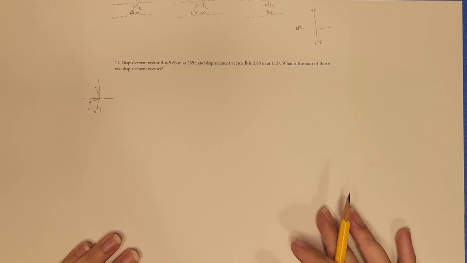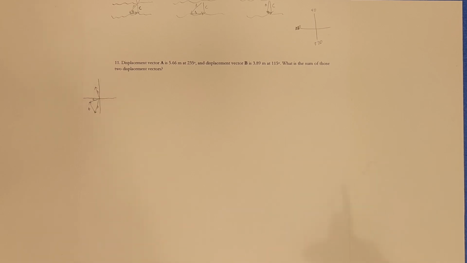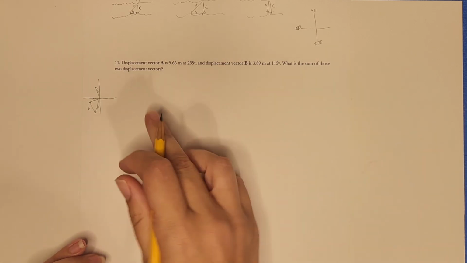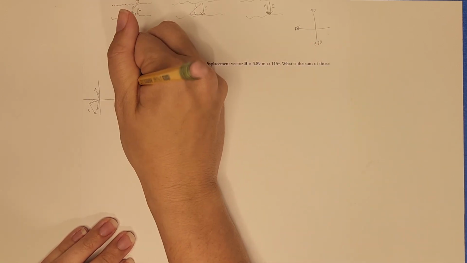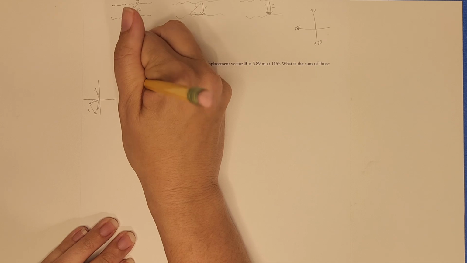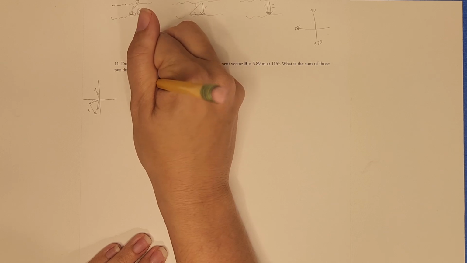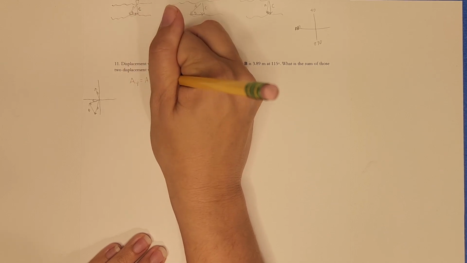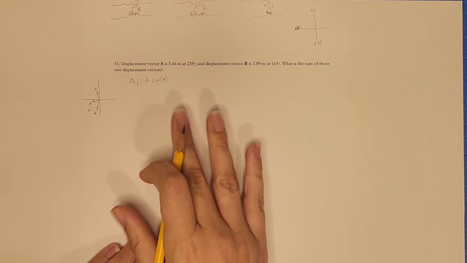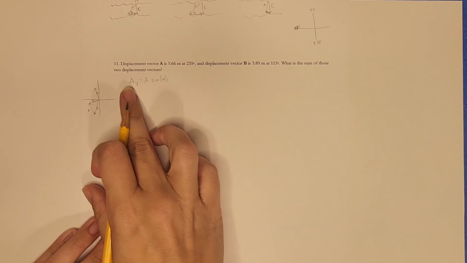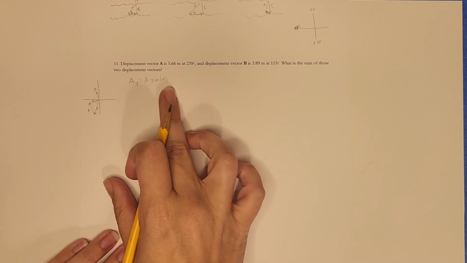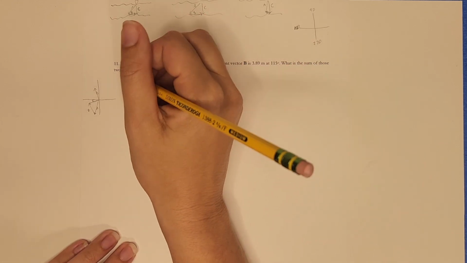So now we're going to then start using our equations 4.1 through 4.4 to figure out what the sum is of these displacement vectors. Okay. So I'm going to start with AY. Okay. And so AY equals A times the sine of that, right? You don't really need to write this down. If you know what the equation is, you can just go right into it, okay?